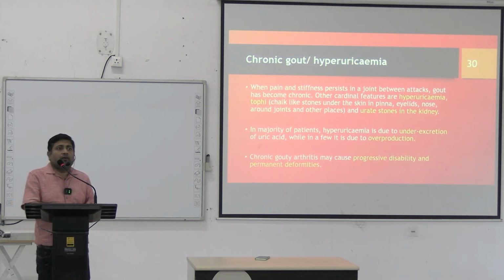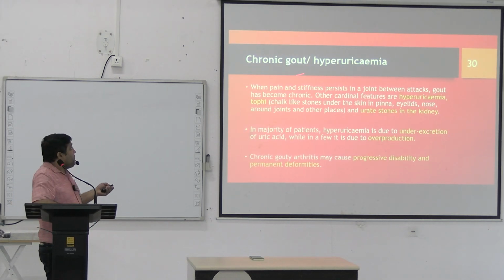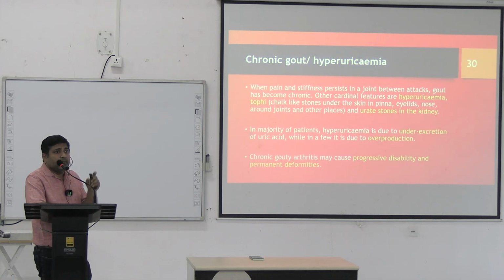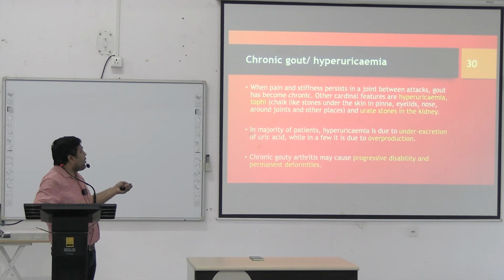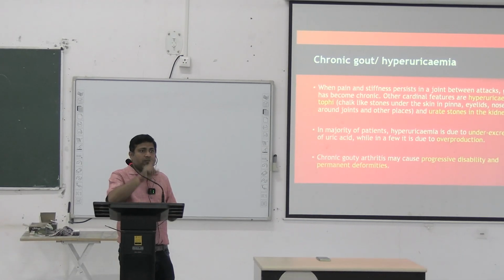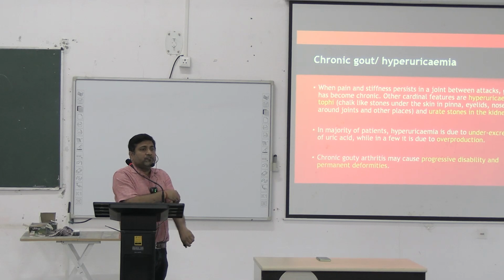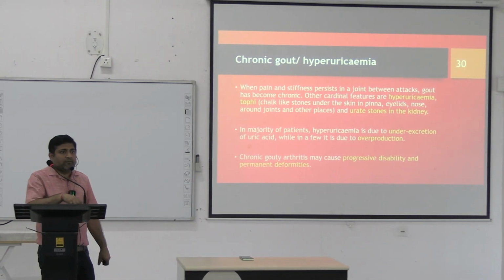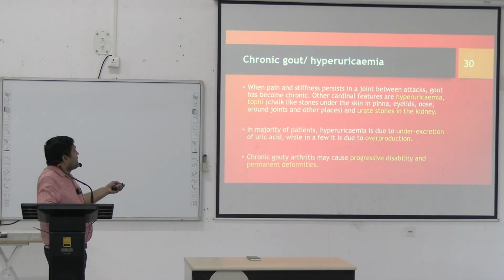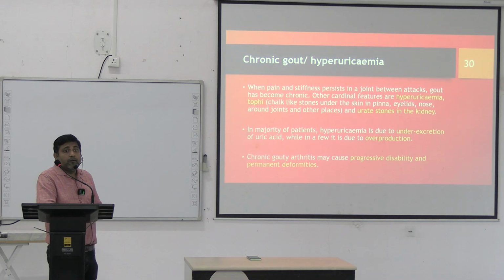Chronic gout or hyperuricemia. When pain and stiffness persist in between the attacks, gout has become chronic. Other cardinal features are hyperuricemia, uric acid will be high in the blood. Number 2, presence of tophi, the deposition of urate crystals under the skin in the subcutaneous tissue. That occurs more in the pinna, eyelids, nose, around joints and other places. And also deposition of urate crystals in the kidney. That is also a sign of chronic gout.